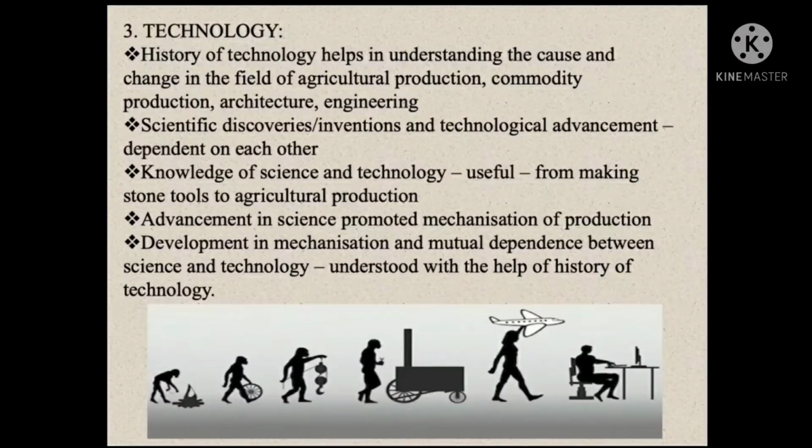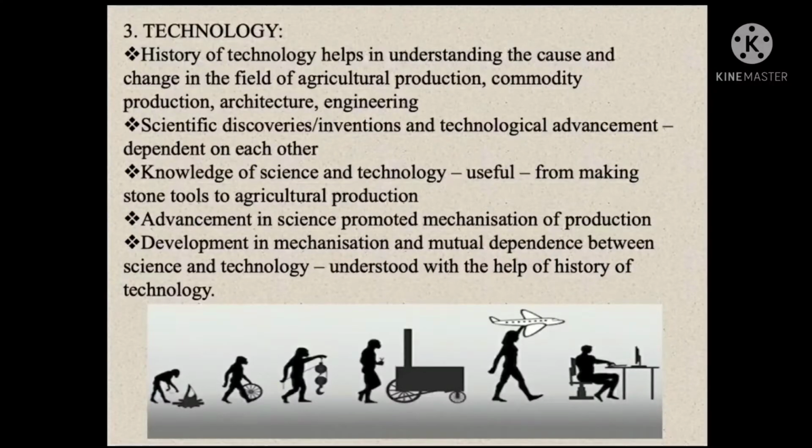Now as you all know, there are certain new methods which keep on coming and which make one's life easier, and that is we are talking about science and technology. Now science and technology, children, go together. They are dependent on each other. Let us see how history of technology helps in understanding the cause and the change in the field of agricultural production, commodity production, architecture and engineering.